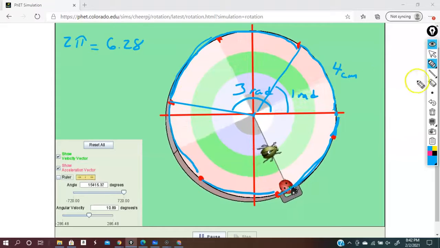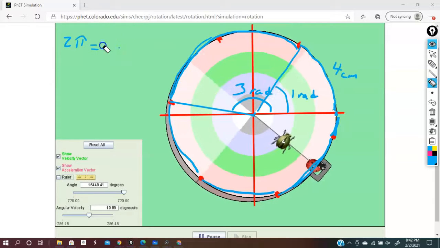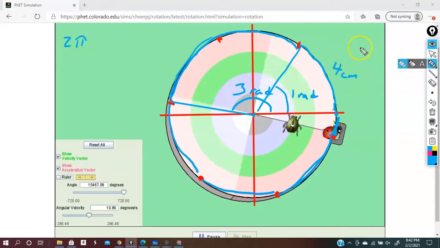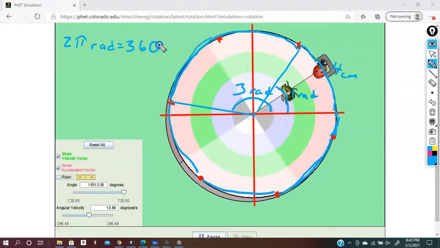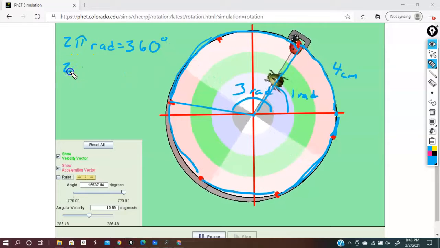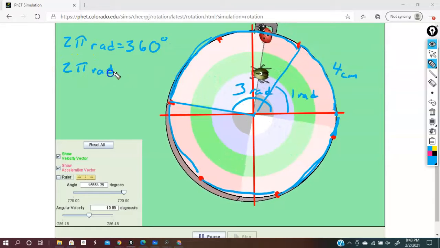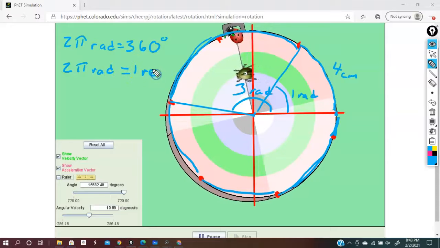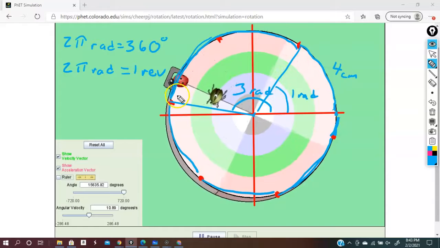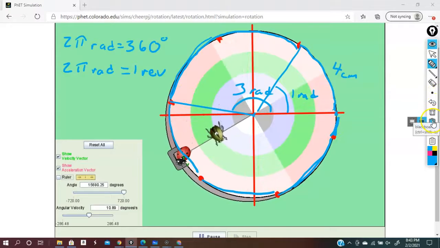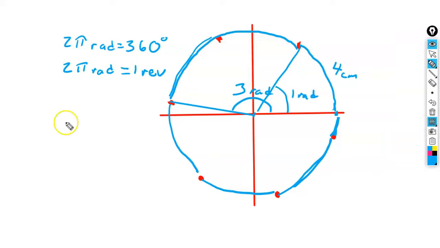So our conversion here is just going to be 2 pi radians equals 360 degrees, and 2 pi radians equals 1 revolution. And so those are our conversion factors for converting between radians and degrees and revolutions. So I'm going to go to just a whiteboard here and let's do a sample problem, and that'll be all we need to do for this video.